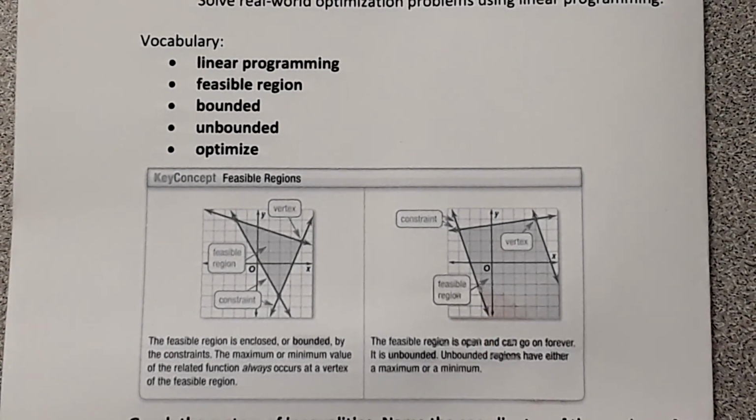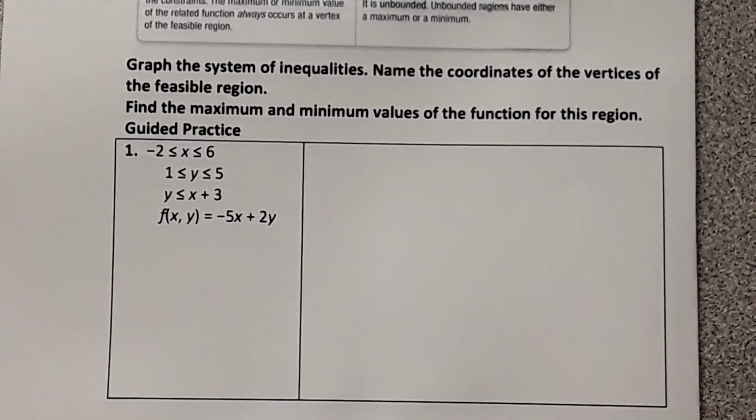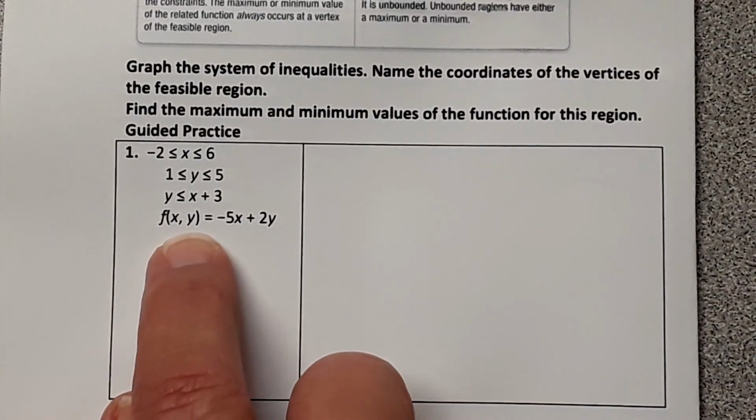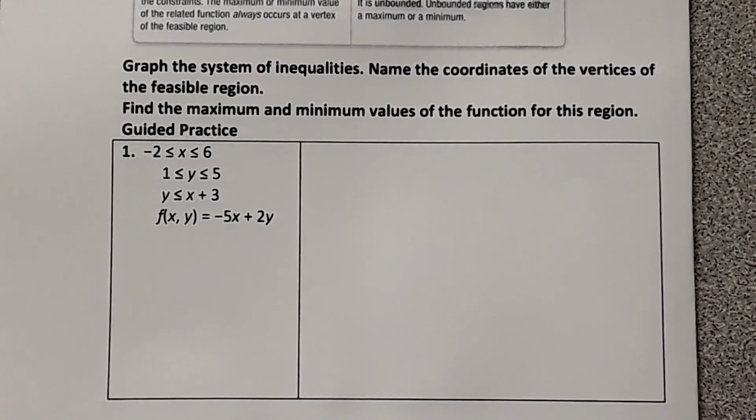Okay? So the first thing that we're going to do is look at number one and graph it. Now, the f of x, this one down here, negative 5x plus 2y, we're going to take our vertices once we get them and plug them into that. That's where we find our maximum and the minimum. Okay? So, you ready? You ready, Freddies?